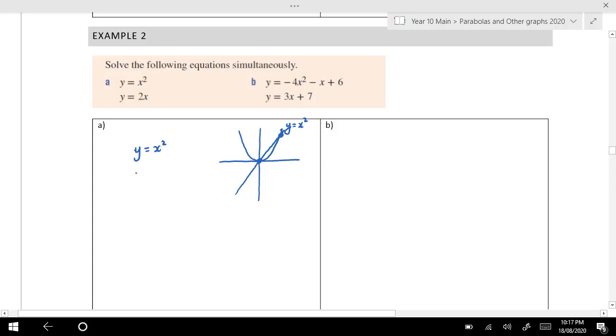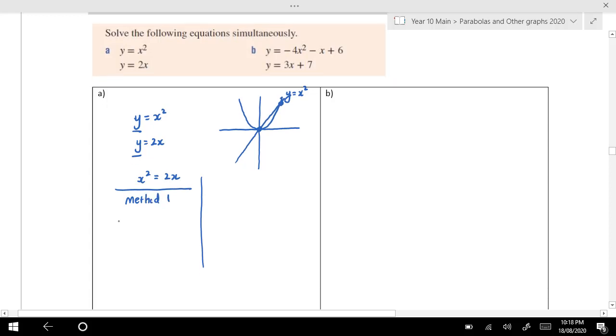Where does y equal x squared and y equal 2x intersect? Well, let's let them equal. That means these y values are going to be the same. So let's use the right-hand side of the equation. x squared is equal to 2x. Now, you could do this a couple of ways. We could factorize. So let's try method 1, which is to factorize. And let's take the 2x over to the other side, and that's equal to 0.